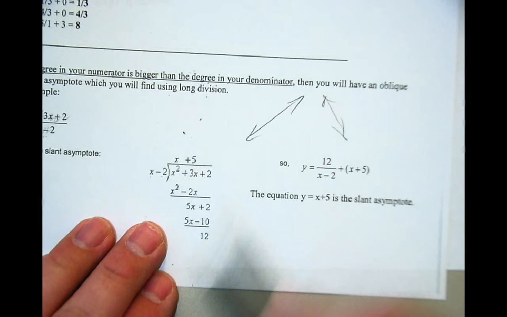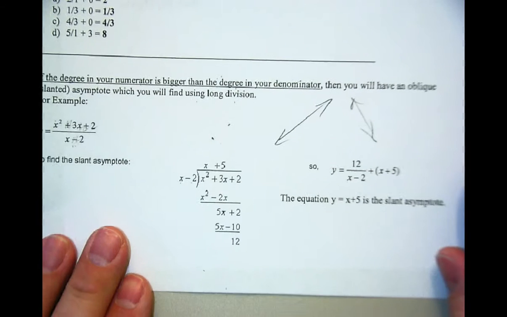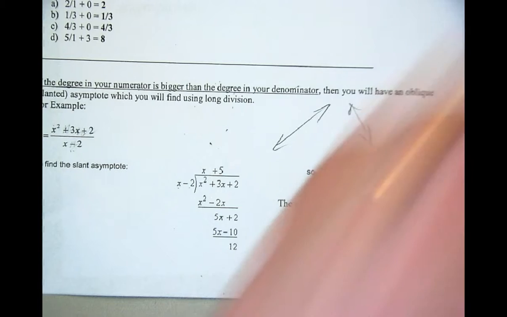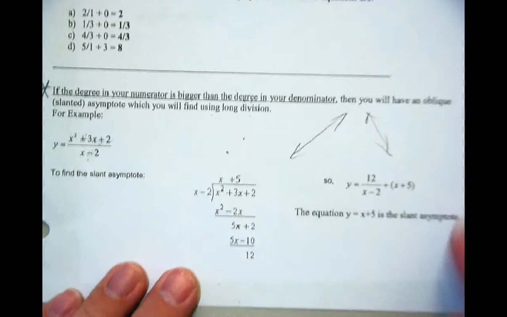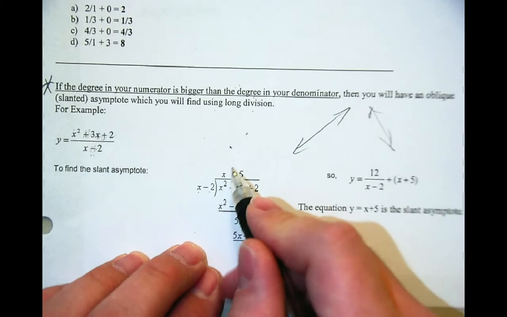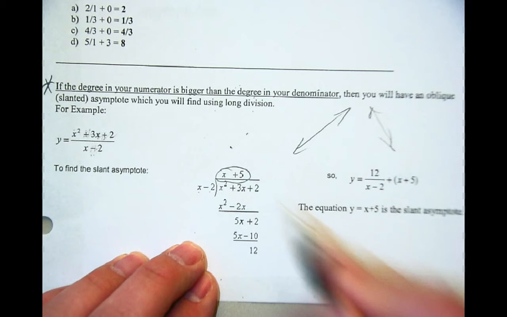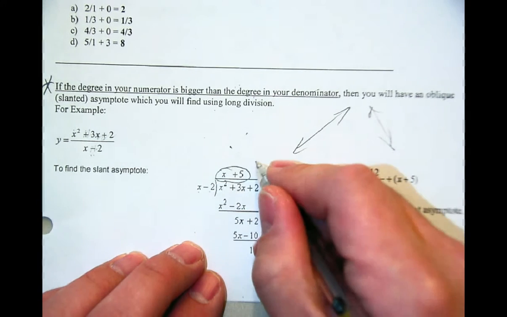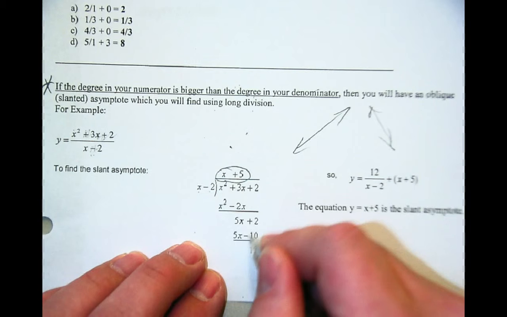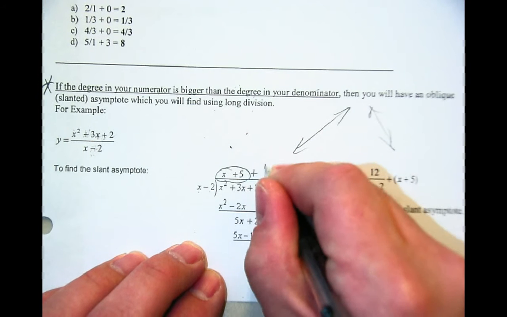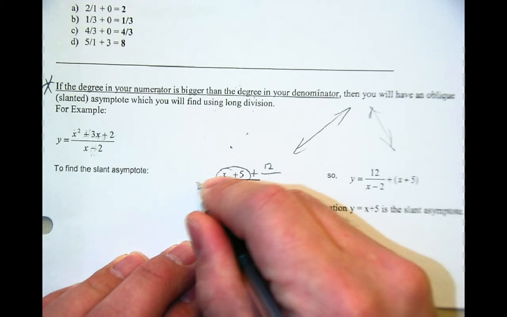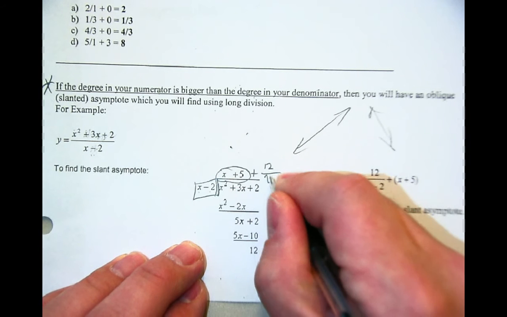Now, the math's already done for you on here, right? Okay? All right, so we get through all this, and we end up with x plus 5 and a remainder of 12. Now, remember when we did this earlier in the year, I said we're not going to call it R12. We're going to say plus 12 over what? x minus 2, over this thing right here. We make that our denominator.